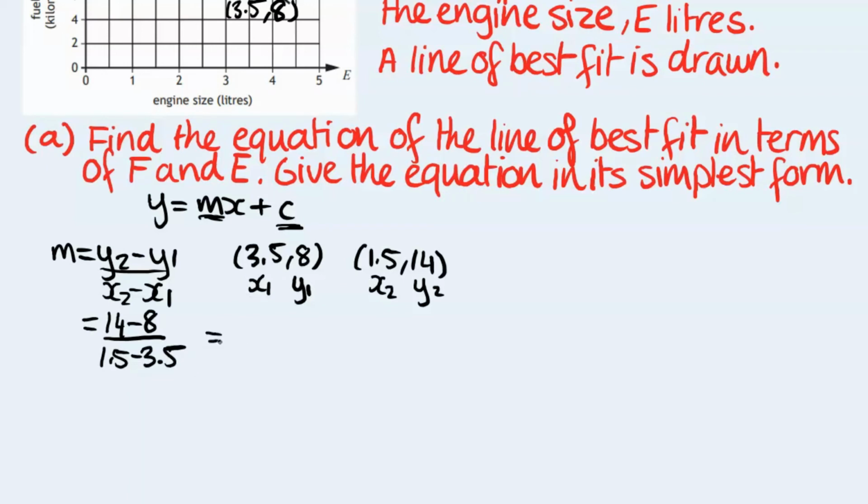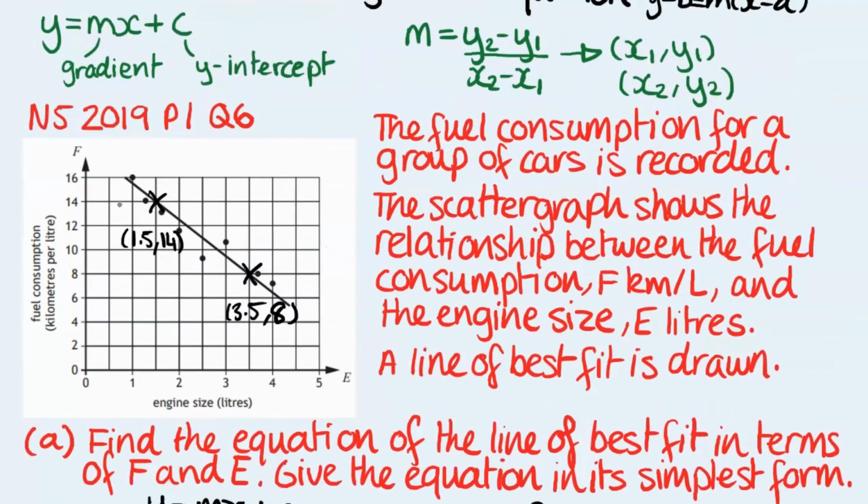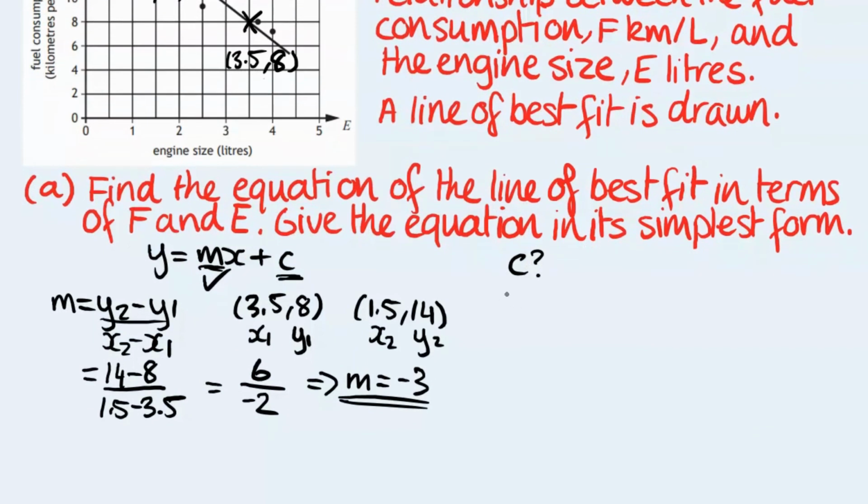Okay, so let's work this out. So 14 take away 8, well that will be 6. Okay, then 1.5 take away 3.5, well that will be minus 2. Okay, so that gives us a gradient of m is equal to minus 3. Okay, so we've worked out the gradient, we worked out what m is. Okay, so now we need to find out what the y-intercept is. Okay, so what is the y-intercept? Well, whenever you don't know the y-intercept, because if you look at the diagram, it's cut off so you can't see what it is, then in that case, we need to use this equation.